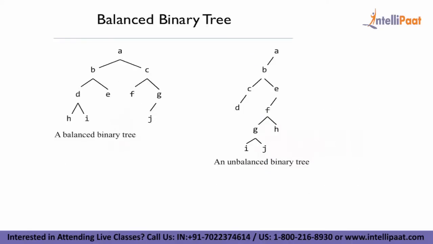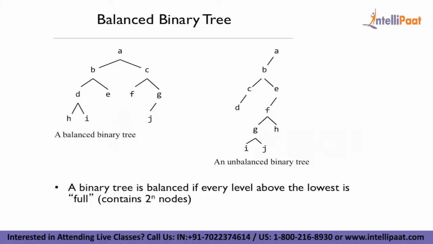Okay, so what is a balanced binary tree? In a balanced binary tree, every level above the lowest is full. Suppose this is the last level of a binary tree. If every level above the last level is complete, meaning every node has two children, then it is balanced. Considering this example, the level above this row is this row.